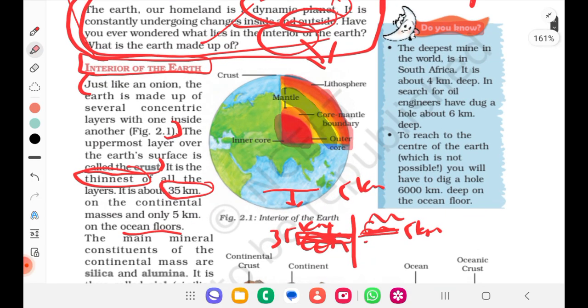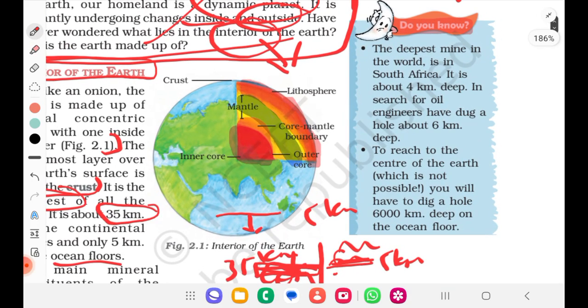Oh, they are asking something interesting. Do you know? The deepest mine in the world is in South Africa. It is about 4 kilometers deep. In search of oil, engineers have dug a hole about 6 kilometers deep.